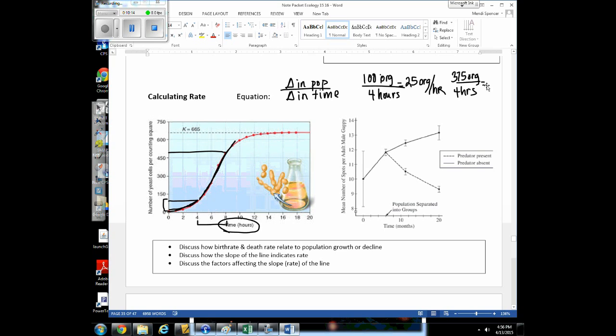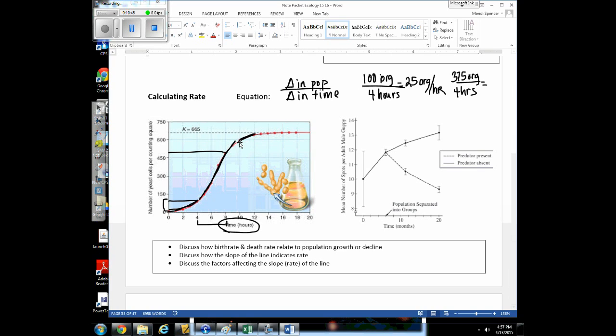Make sure that whenever you look at a graph showing a population change over time, you're able to, for the different phases, discuss how the birth rate compares to the death rate and what the slope of the line indicates. The slope of the line indicates rate. And then make sure that you can discuss some of the different factors. During exponential growth, there's plenty of food, plenty of space, plenty of resources, but whenever you near carrying capacity, that's whenever you see some of those limiting factors come into effect.